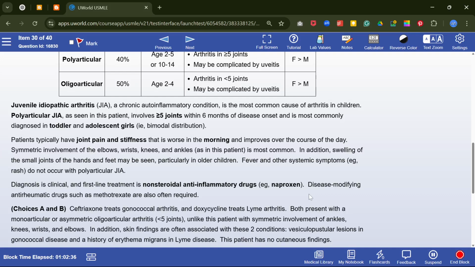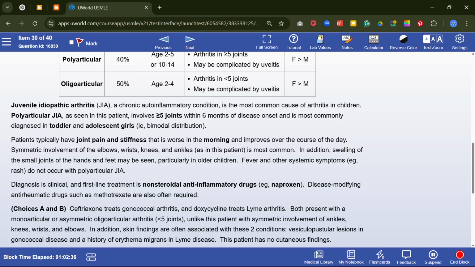Juvenile idiopathic arthritis, a chronic autoinflammatory condition, is the most common cause of arthritis in children. Polyarticular JIA, as seen in this patient, involves five or more joints within 6 months of disease onset, and is most commonly diagnosed in toddlers and adolescent girls.